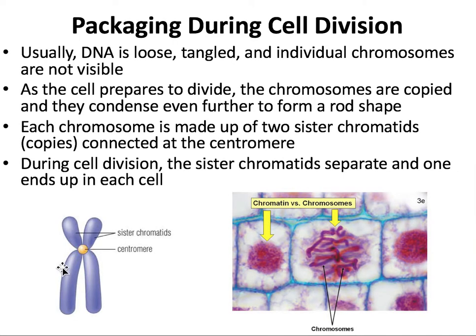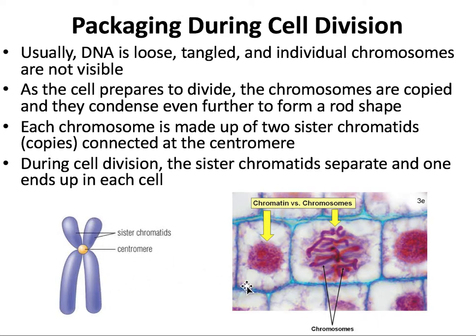Now, when a eukaryote is getting ready to divide, it needs things to be way more organized. So usually the DNA is loose and kind of tangled, and the individual chromosomes are not visible. When the cell is getting ready to divide, the chromosomes, first of all, get copied just like they did in the bacteria. But not only do they get copied, they condense and they form that characteristic rod shape, right?